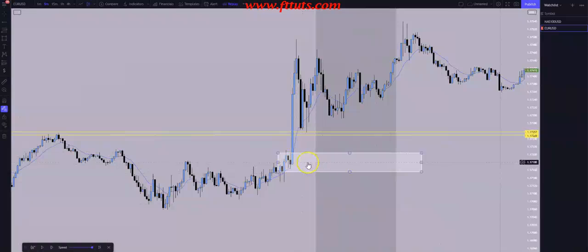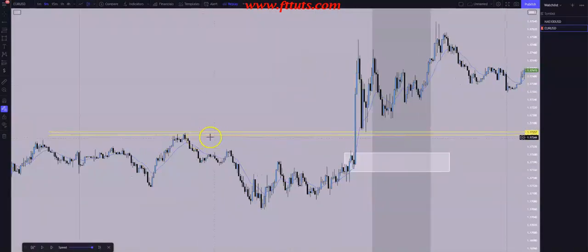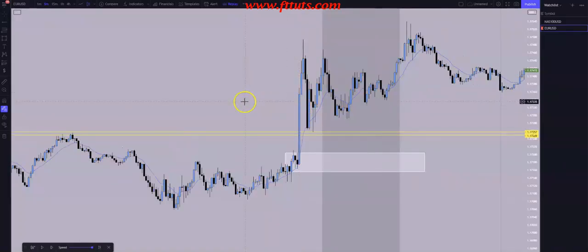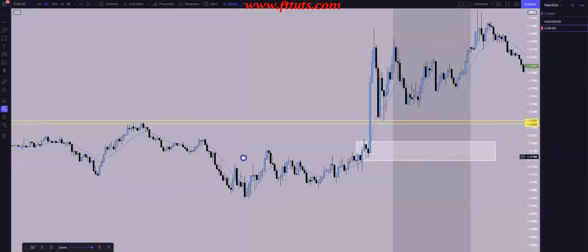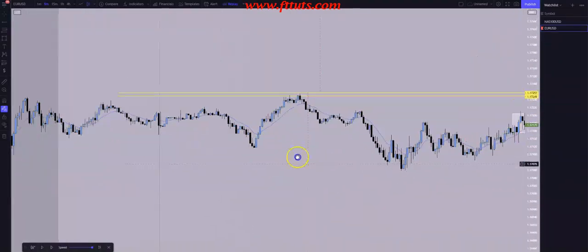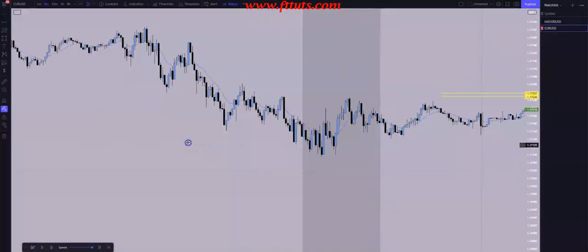If it doesn't come back to demand, what is the next level? The next level is support. So you have to wait for both. You have to see where it's rejected from for both. That's why I said buy limits and sell limits are kind of riskier, because you're getting into aggressive. So the safer way is to just wait for a candle to break its high or low.